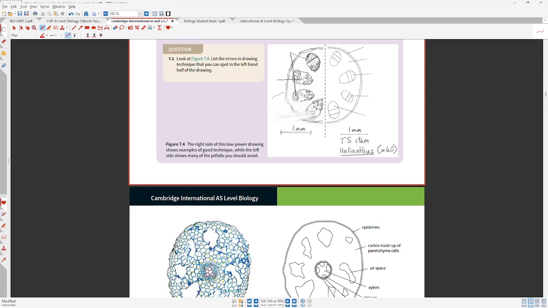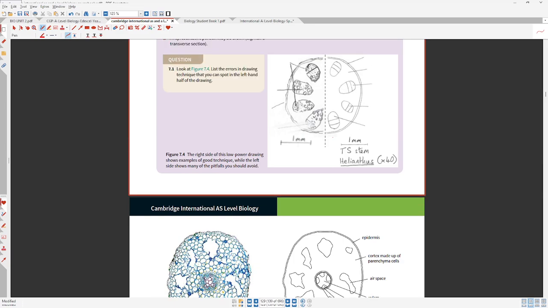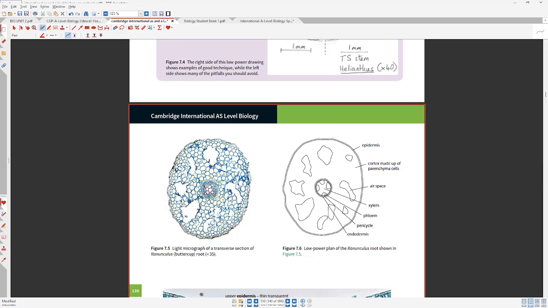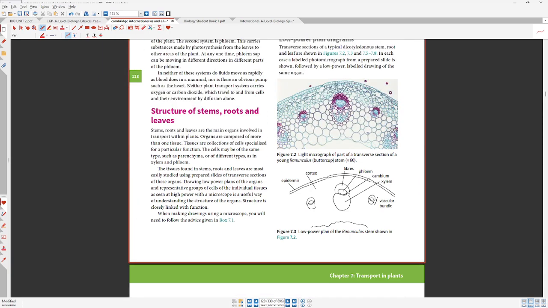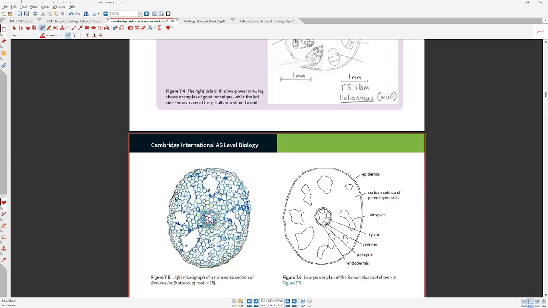No, wait, that is your stem. No? It's gonna be your root. But anyways, it's all included here.